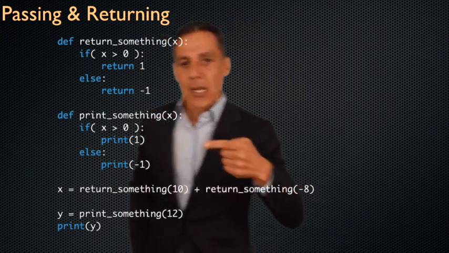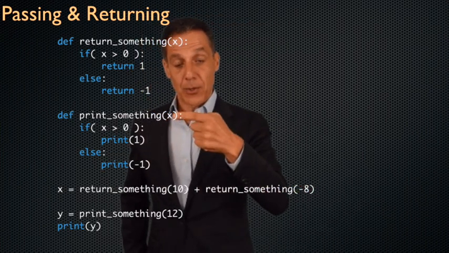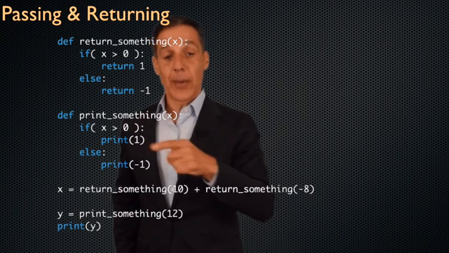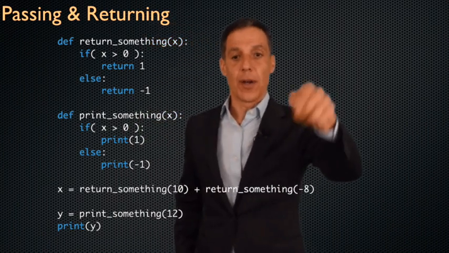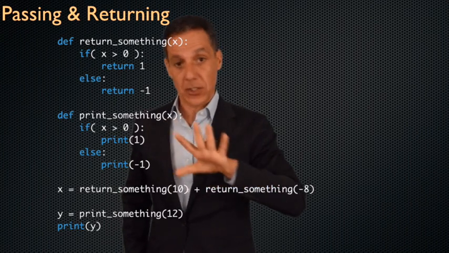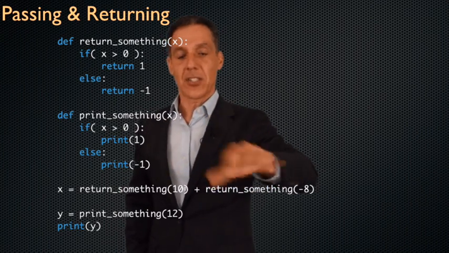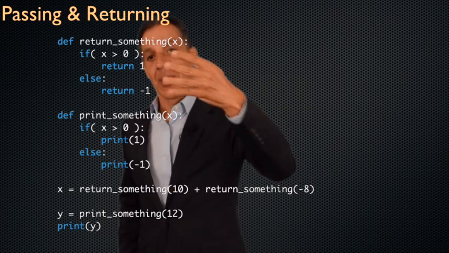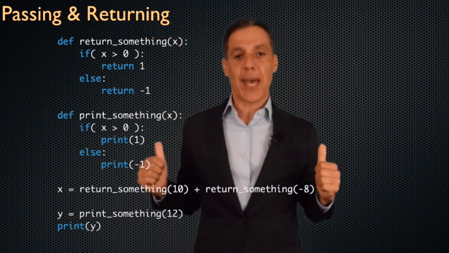Okay. Print something takes a parameter, and if it's greater than 0, it will print 1 and tell you 1. Otherwise, it will print a -1. Right? It doesn't return anything. It just evaluates, does its thing, and then it's done. This computes something and hands you back the result.